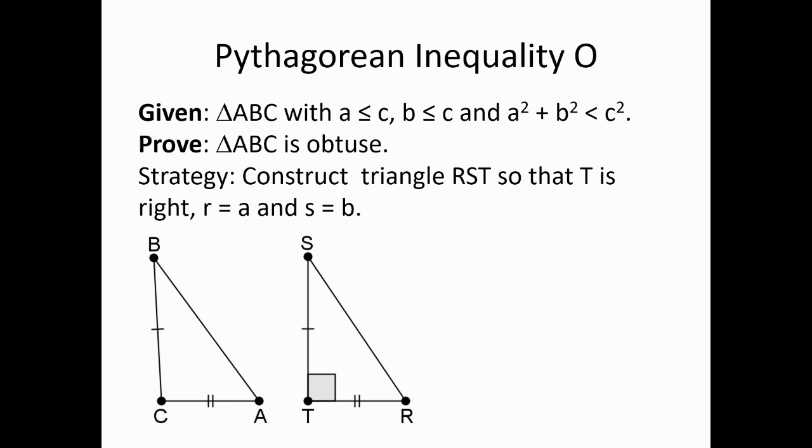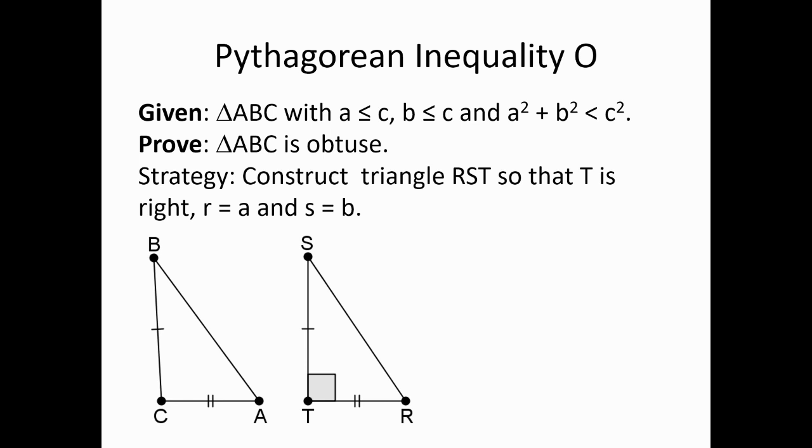All right, so we have two theorems to prove. I'll call them Pythagorean inequality O and Pythagorean inequality A. I'll let you think about what the O and the A might signify. But for O, what we have is this: a triangle ABC with A, B, and C given in order. That is, A is less than or equal to C and B is less than or equal to C. And also let us say that A squared plus B squared is less than C squared. These are the theorems about where a squared plus b squared is not equal to c squared, and in this case it is less than c squared. Now, what we wish to prove here is that the triangle is obtuse.